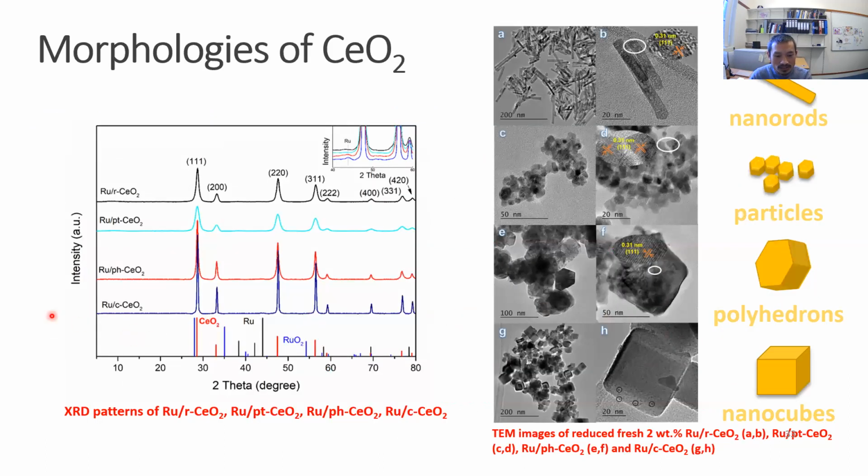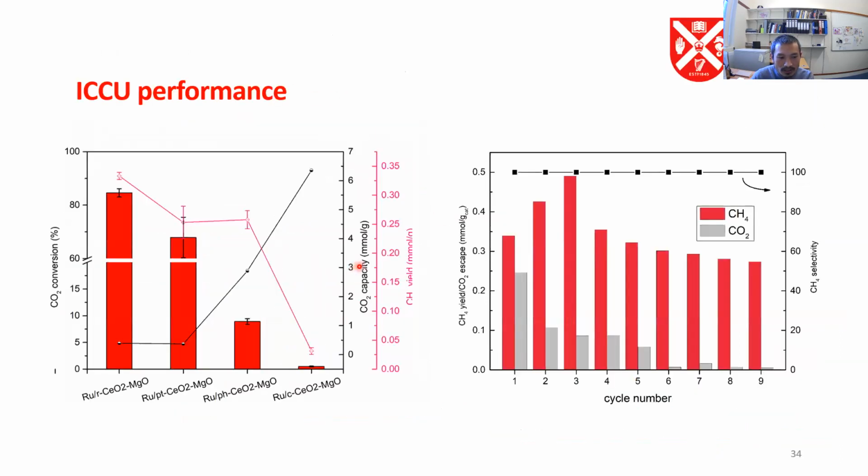So we also further study the morphologies of this cerium oxide, its nanorods, particles, nanocubes. And here, I think we did 10 cycles. Just a very interesting point is here. After a few cycles, like 7, 8 cycles, almost 100%, I think over 95% of captured carbon dioxide actually converted. That means the CO2 conversion is nearly 100%.